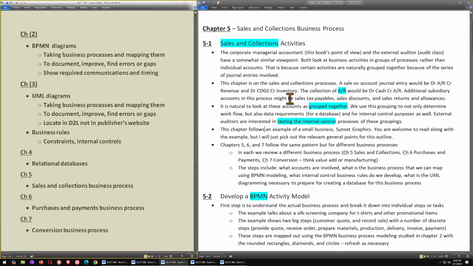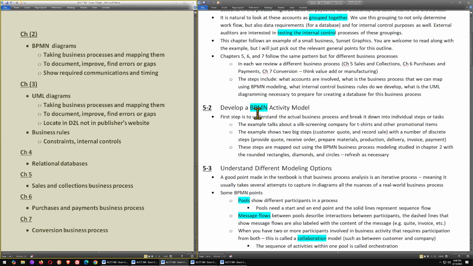Now, you don't see COGS and inventory as a separate thing, but it's also part of the sales process. And remember, some of these accounts show up in more than one process, like obviously inventory and cash. But what we're doing is looking at a bunch of activities that are grouped together. And as I mentioned before, in an audit, you test these as a group. Here we developed the BPMN, the business process model notation.